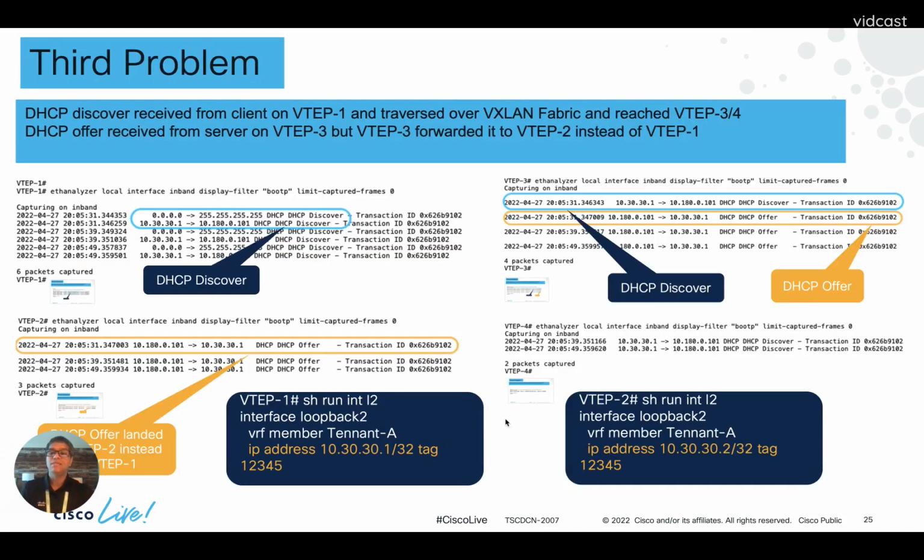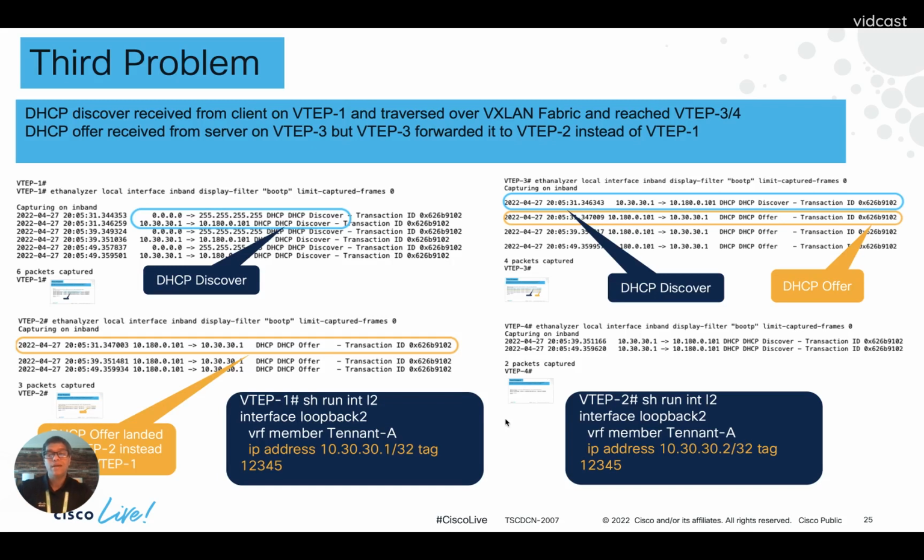Here what we see is the DHCP discover message is received by VTEP 1. The DHCP discover message goes over the VXLAN fabric and reaches VTEP 3. Now VTEP 3 sends a DHCP offer. The offer was going to 10.30.30.1, which is the VTEP 1 IP address, but it is landing on VTEP 2, which is 10.30.30.2. So VTEP 1 IP is 10.30.30.1, VTEP 2 IP was 10.30.30.2, and the offer which was going to 10.30.30.1 was actually landing on VTEP 2 instead of VTEP 1.